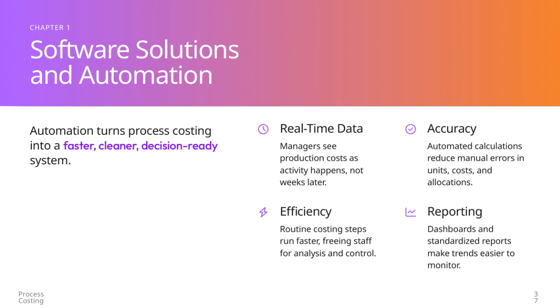Accuracy is significantly improved through automated calculations, which reduce the risk of manual errors in tracking units, costs, and allocations. This leads to more dependable cost information. Efficiency is another major advantage. Routine costing tasks are completed much faster, freeing up staff to focus on more strategic activities like analysis and control instead of getting bogged down with repetitive data entry.